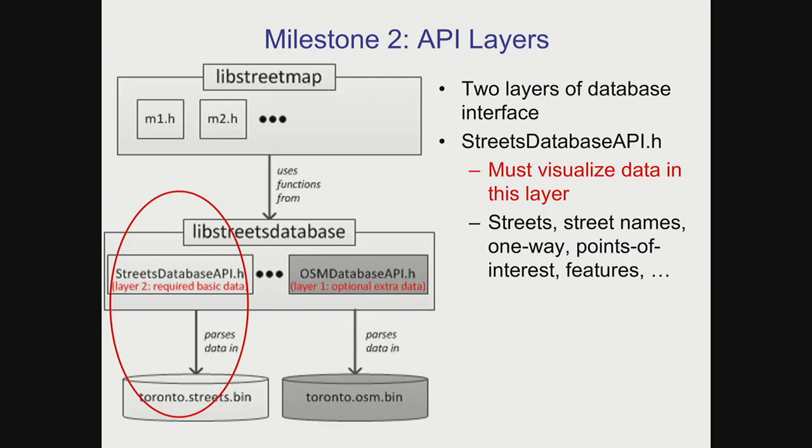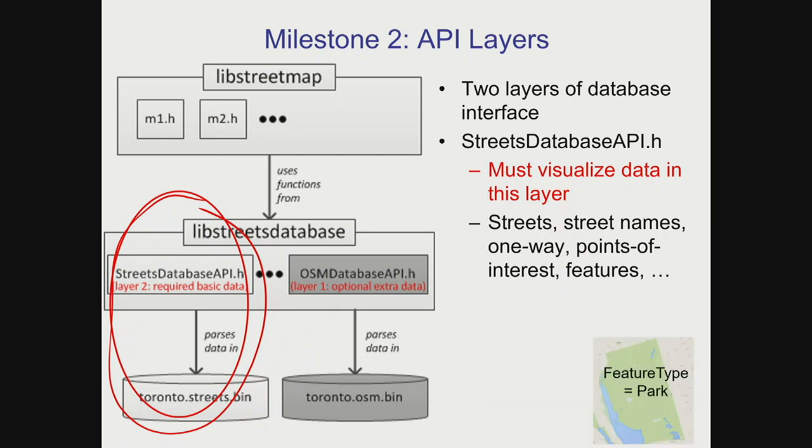So what are you doing for milestone two? We told you that we've got these two API layers to talk to the OpenStreetMap data. We have what we call the Streets Database API, or the higher level, layer two API, where we have street segments, intersections, features like parks and so on, points of interest. You basically have to visualize all of that. You've walked through that data in milestone one. Now you're going to figure out how to draw it, let people interact with it, make it intuitive, make it responsive.